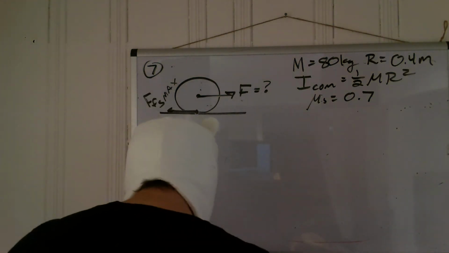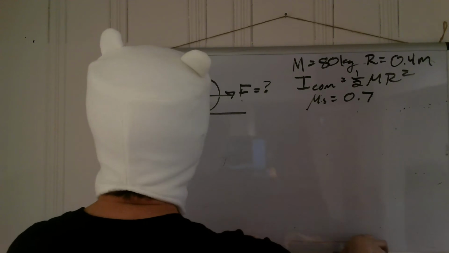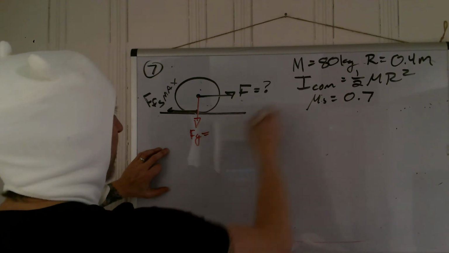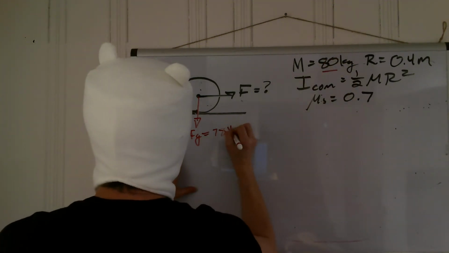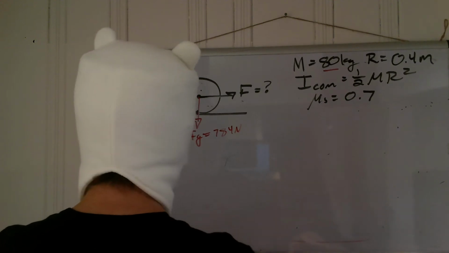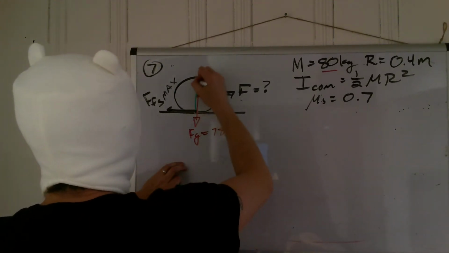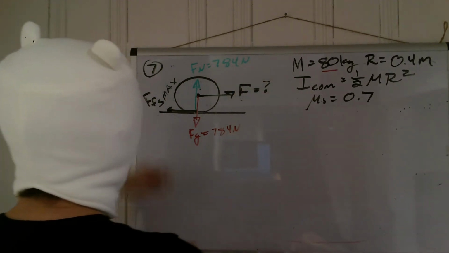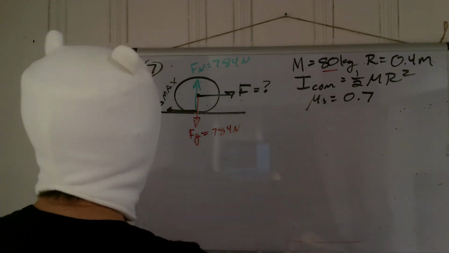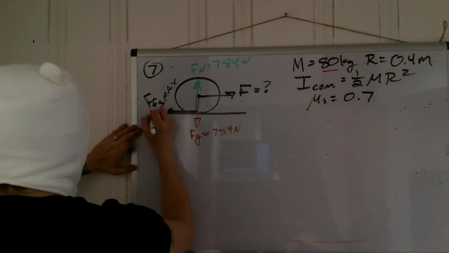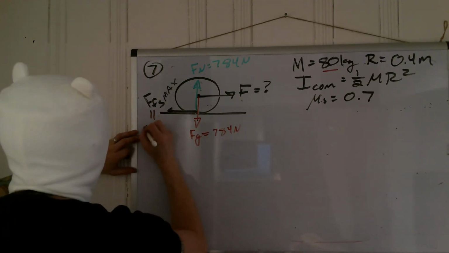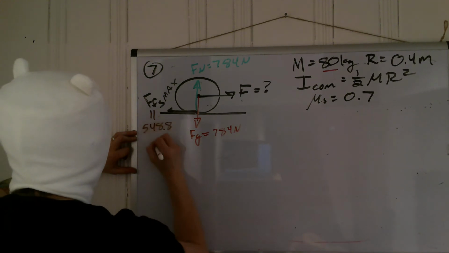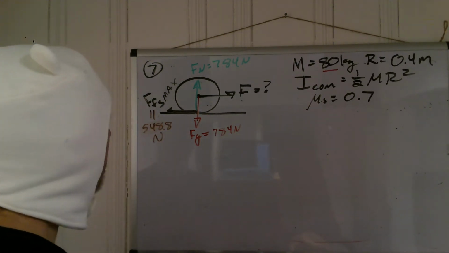Okay, so let's go through and make our free body diagram. So I've already indicated two of the forces here. Your gravity is going to be 80 times 9.8, because that was your given mass, so that's 784 newtons. You're going to have a normal force, also 784 newtons. So now I can find my maximum static friction just by multiplying my coefficient times my normal force. And the maximum static friction ends up being 548.8 newtons.